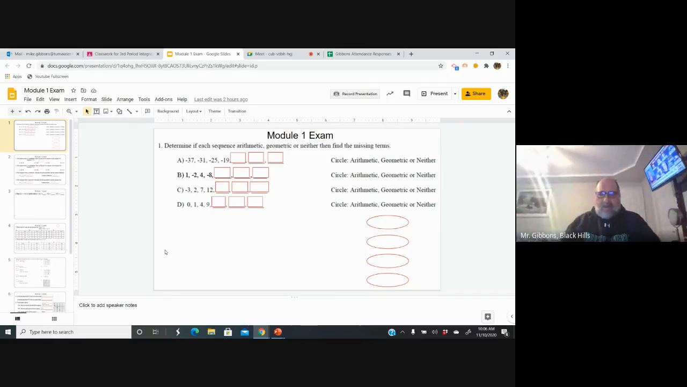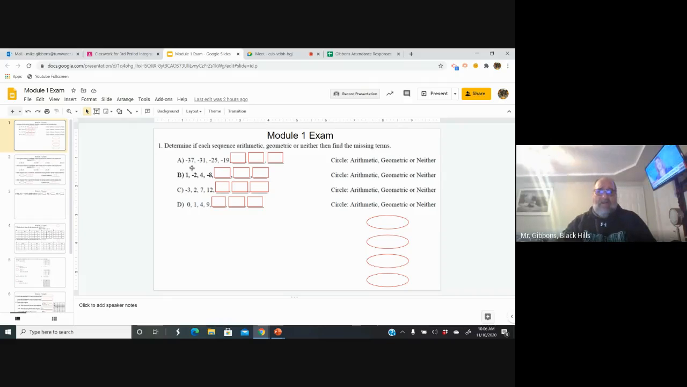Okay, so this was the first problem on the exam. If I remember right, I think every one of these boxes was worth 1 point, and then circling the correct thing over here on the right was also 1 point. So there's a lot of points on this very first slide, so let's make sure we all understand it. Number 1: determine if each sequence is arithmetic, geometric, or neither, then find the missing terms.